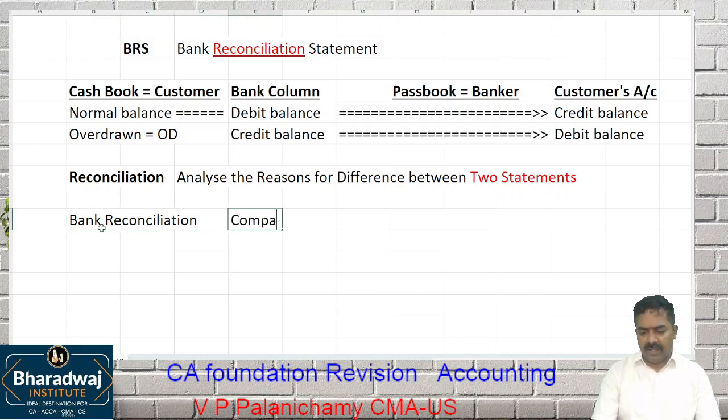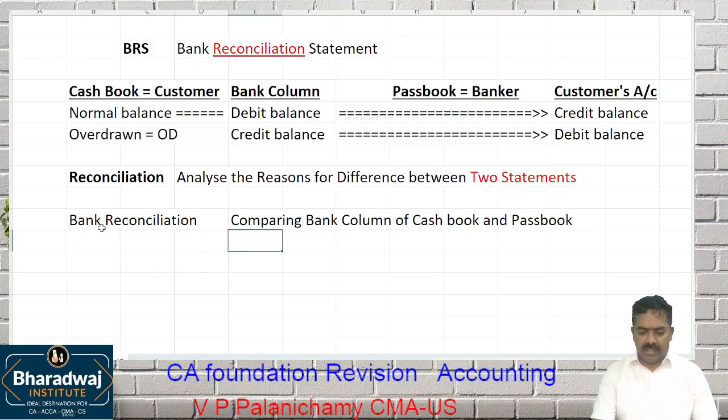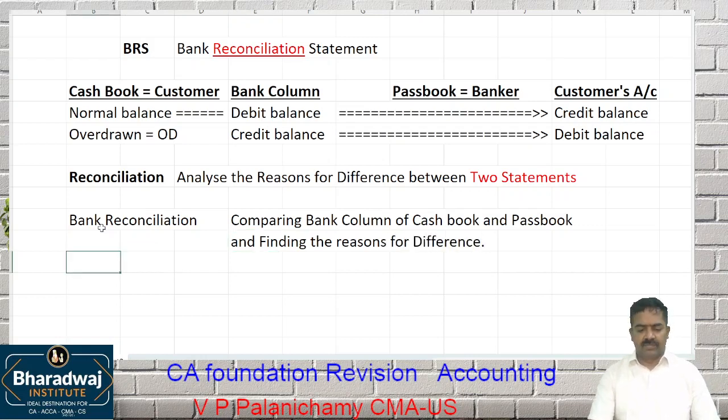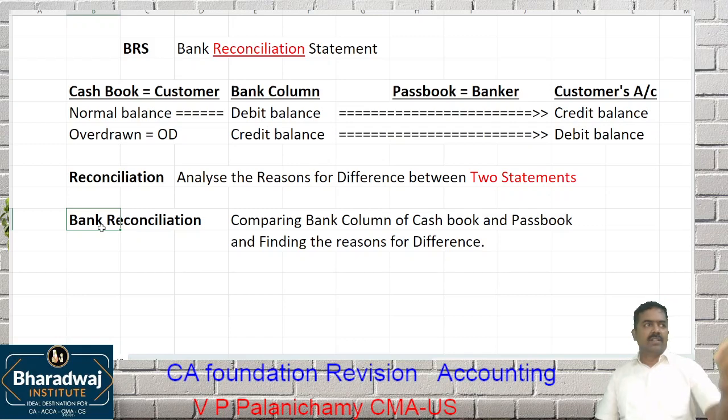Simple. Comparing which one? Bank column of which one? Cash book. Not cash column of cash book. Bank column of cash book and which one? Passbook. That is bank statement. And finding the reasons for difference. That is called as which one? Bank reconciliation. Let us take the bank statement. Let us take the bank column. Compare. Money deposited, entered. Money check deposited, not entered. Why? Analyze the reason.